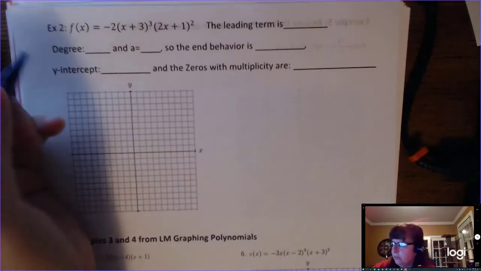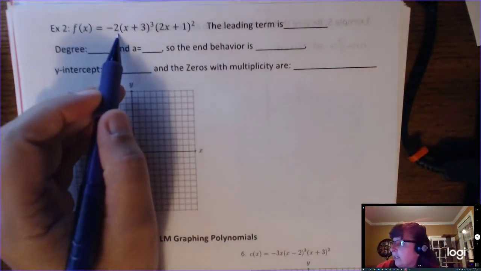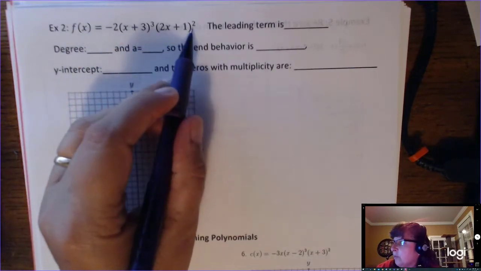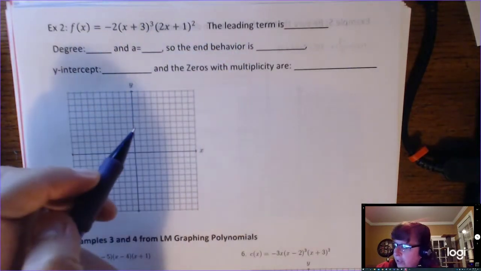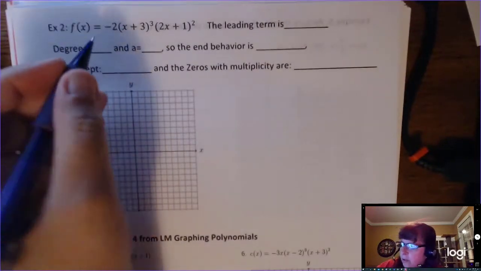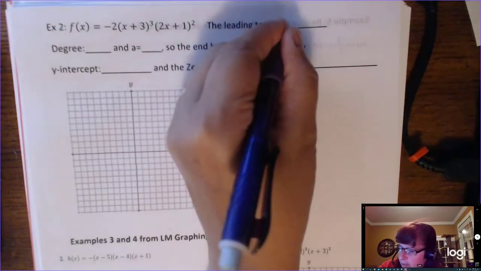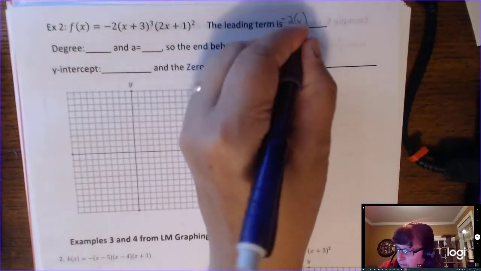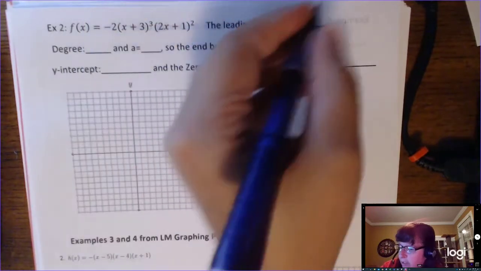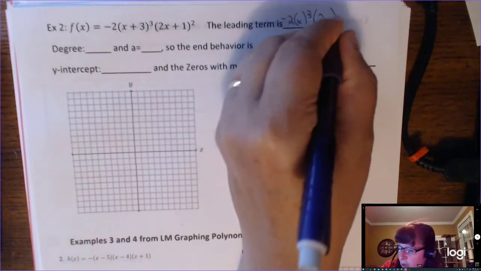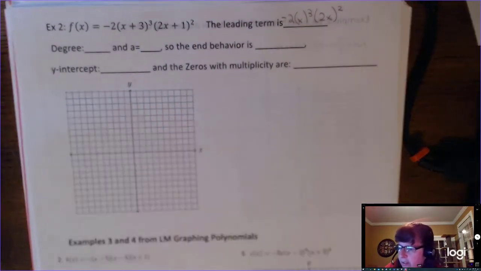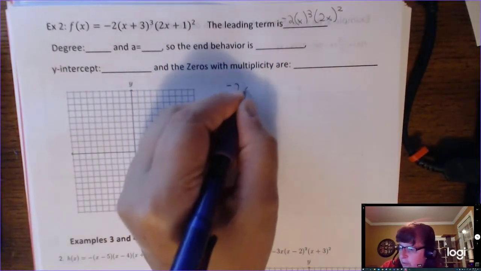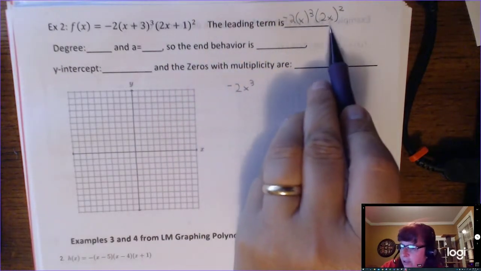Okay, so let's do another example. This time we have a negative 2 constant. We have an x plus 3 cubed and a 2x plus 1 squared. So the leading term, you're going to take the negative 2, and then this leading term x, and it's being cubed, and this leading term here, 2x quantity, and it's being squared. Okay, so what's going on there is negative 2x cubed, and then you have to do PEMDAS.